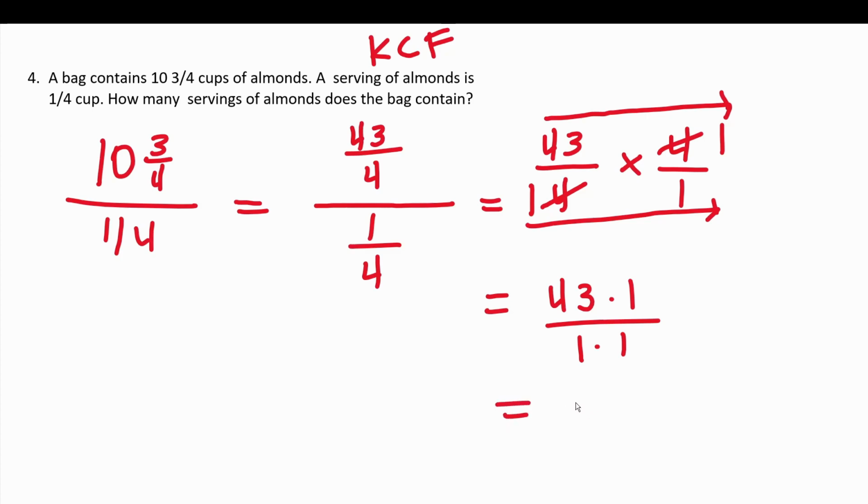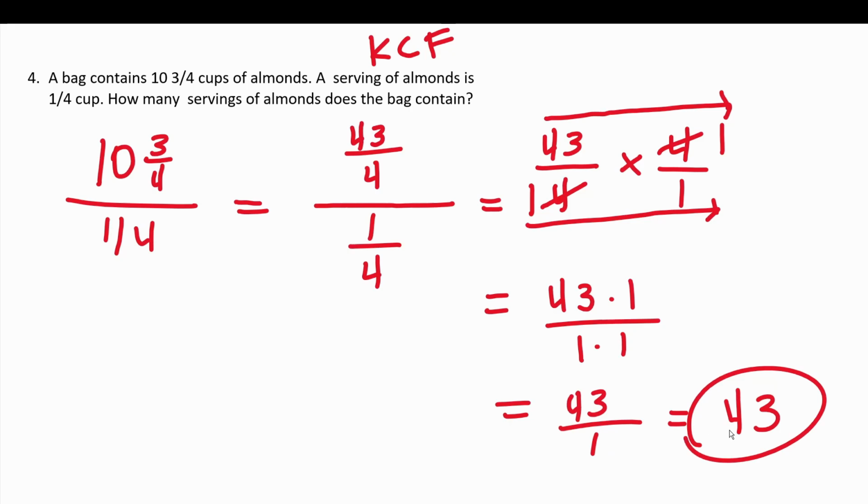43 times 1 is 43. 1 times 1 is 1. Anything divided by 1 is itself. So 43 over 1 is just 43. In other words, there are 43 servings of almonds in this bag. So that's that one.